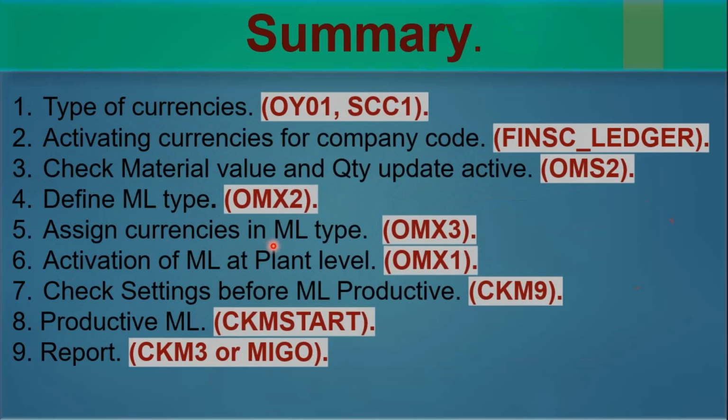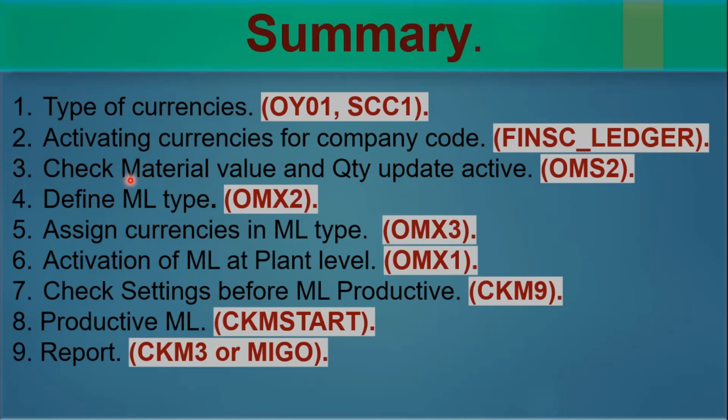So what we have seen so far in this video. This is all what we did initially. We checked different types of currencies through T code OY01, where we checked index base and hard currency, and in SCC1 we checked group currency, that is at client level. Then we activated different currencies using the T code FINSC underscore ledger. But again, I will mention here, do not change these settings in a real-time system before consulting with a FICO consultant. Always discuss and ask them to do this activity. Don't do it in real-time systems.